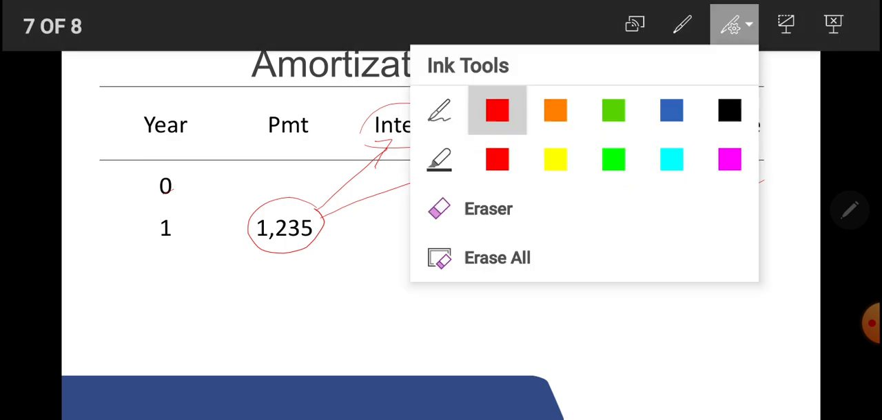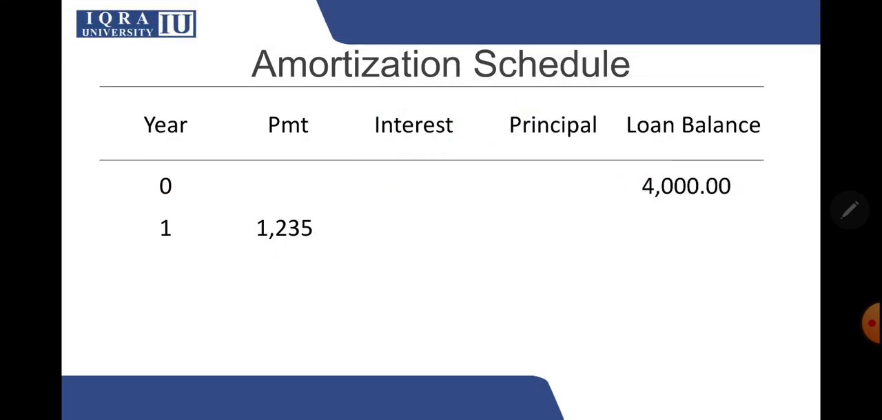I'm going to remove all of this. That means your PMT has interest and principal in it. Now you need to differentiate. So out of this 1235, what is the interest amount and what is the principal amount, in order to know by how much your loan balance is going to reduce.